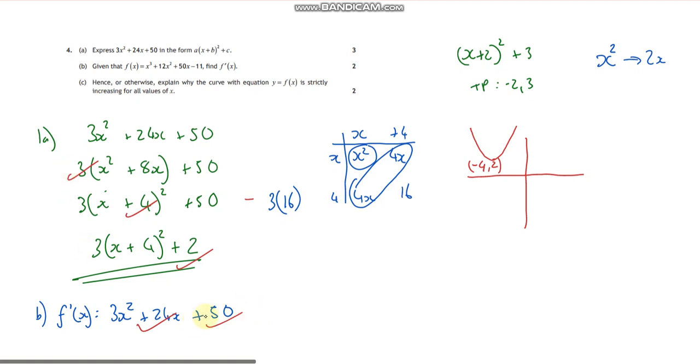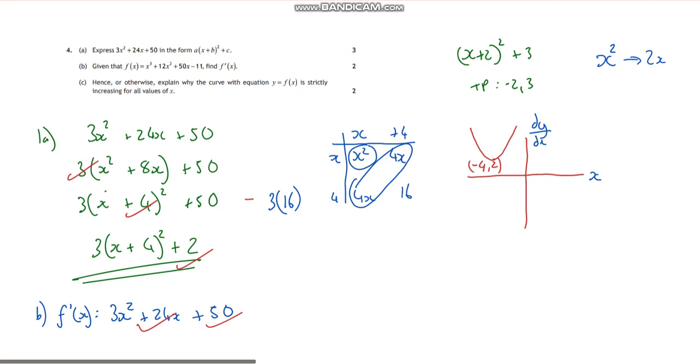And the last one: hence or otherwise explain why this is always strictly increasing. Well, all that means is, does it have a positive gradient? Now, I just drew this out. That's x. This isn't actually y though. If this is the differential, which we can read out as dy by dx.